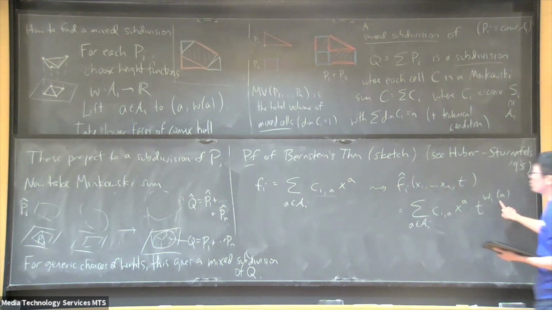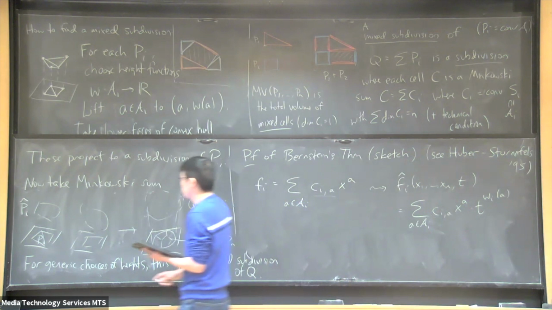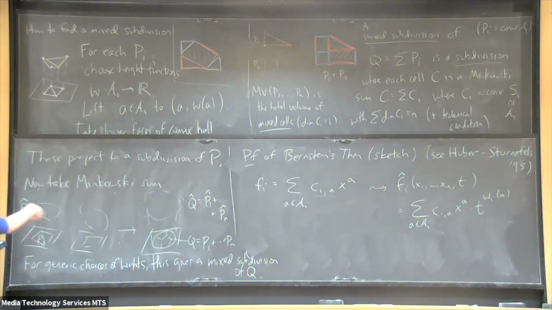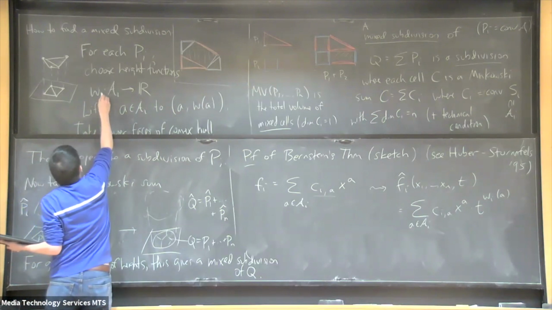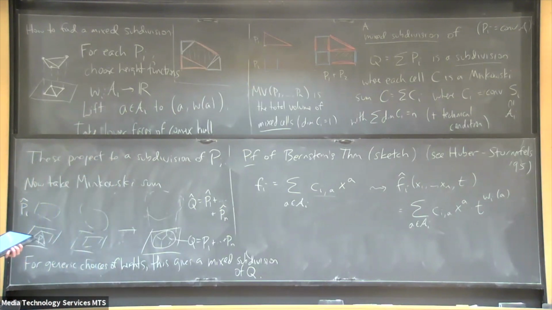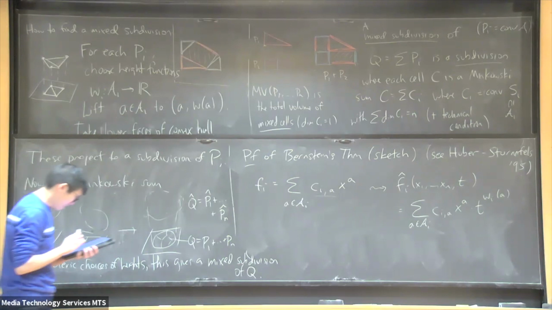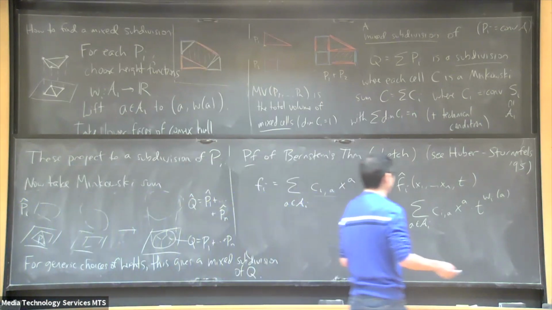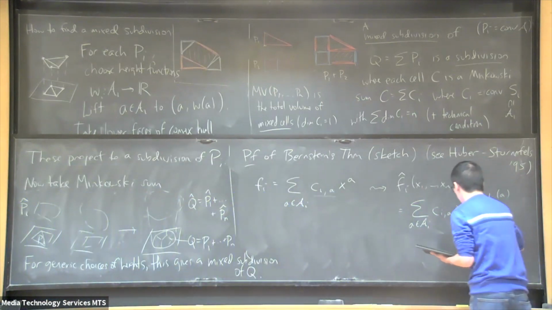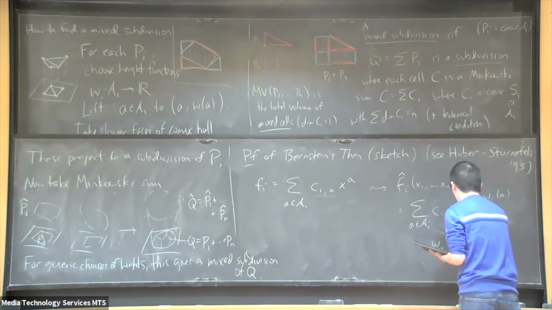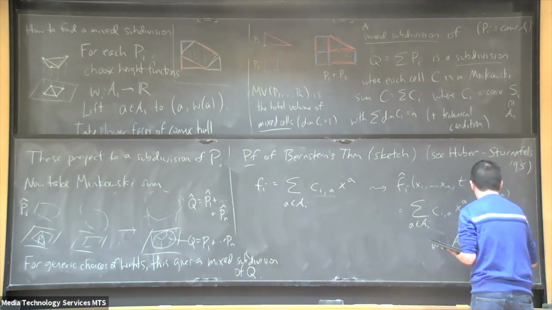You can think of w_i as a height function where I'm lifting every point to some height. Of course, since it's an exponent, I want to choose it to be an integer as opposed to just a real number, but that's not going to be a big deal. So here, w_i is a function from A_i to the integers.